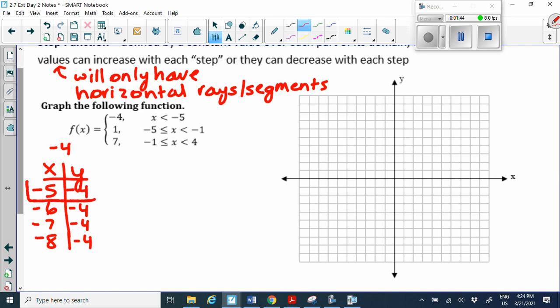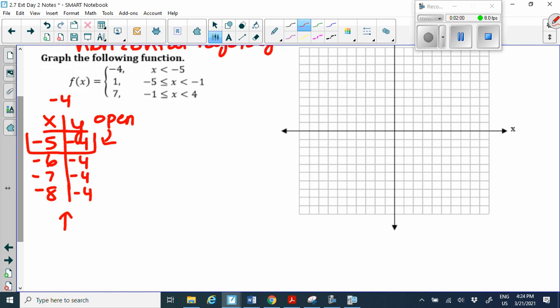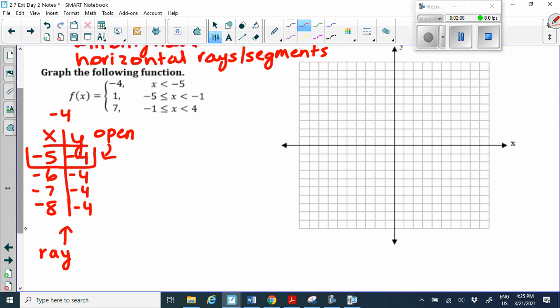Now for our starting point, -5, -4, is that going to be open or closed? It is going to be open, because if we look at the inequality, there's no equal sign to it. And notice, since there's only one part to our restriction, this is going to represent a ray. So we're going to go ahead and graph that.